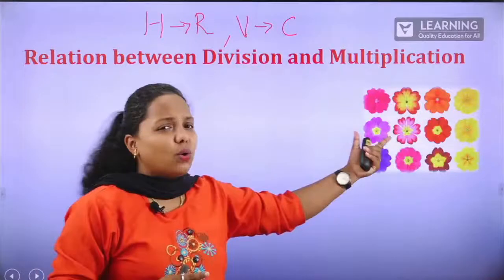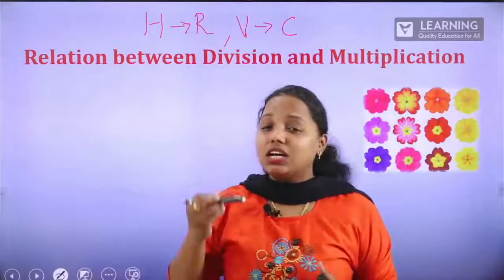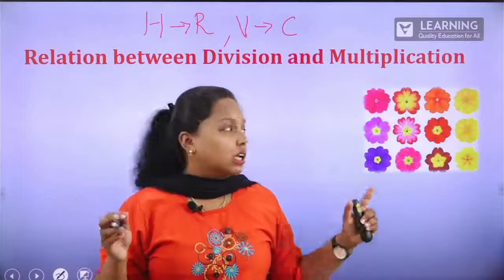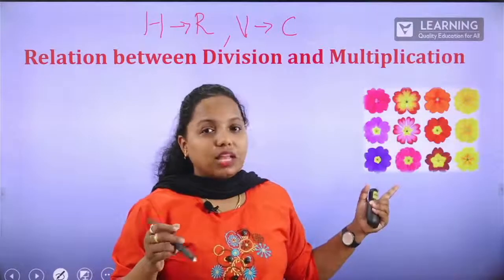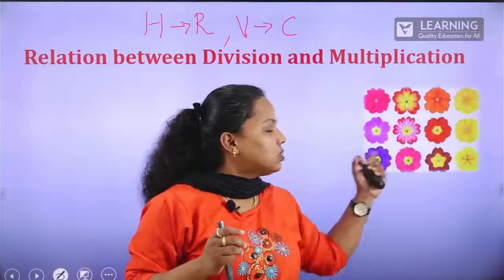So now the relation between division and multiplication. How can you relate this one to multiplication? We have learned regarding this chapter. Now, suppose I don't want to count this one. I want to write it directly. Now, how many rows are there? So there are 3 rows. 1 horizontal, 2 horizontal, 3 horizontal.